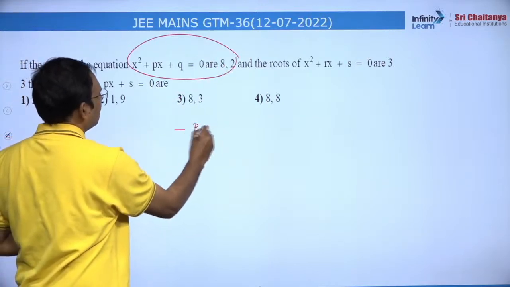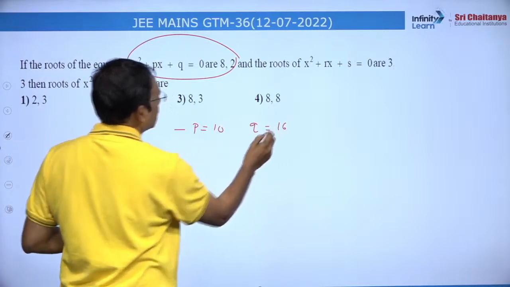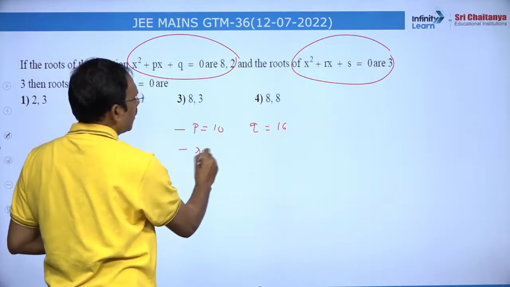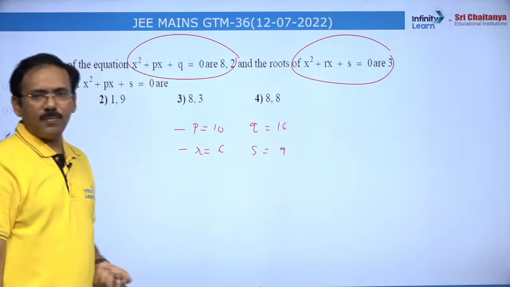Minus p, the sum of the roots, is 10, and the product of the roots, q, is equal to 16. The roots of this equation are 3, 3. So minus r is going to be 6 and s is going to be 9. Sum of the roots, product of the roots.